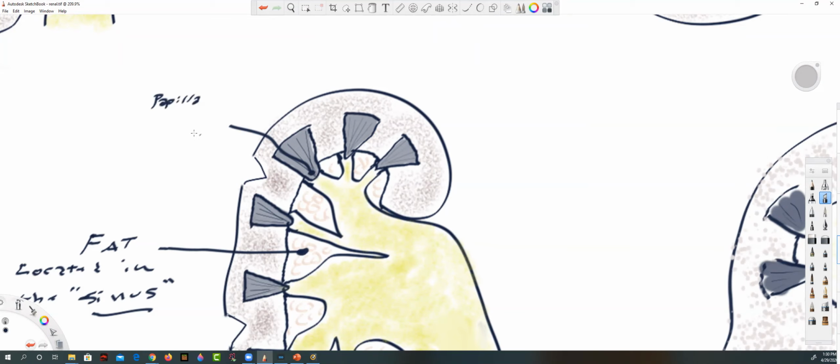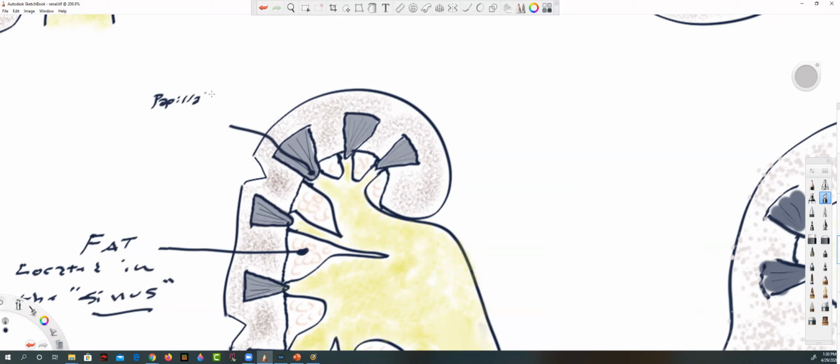Papilla. I know we're in El Paso, it's not "papilla," it's papilla. That is the part that sticks out of the parenchyma and into the collecting system and really becomes part of the sinus. The papilla itself is inside of the sinus. And so that little tip right there, and that tip right there.